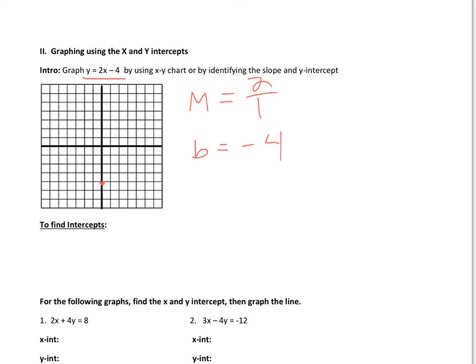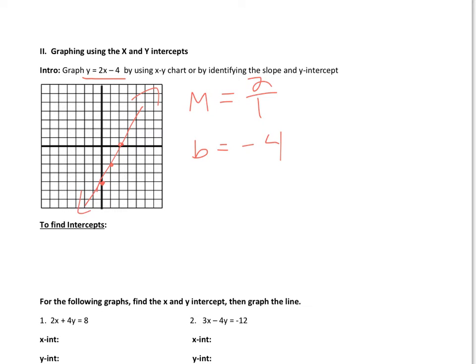And then my slope is 2 over 1, so I'm going to go up 2 to the right 1. I'm going to get a point right there, which is right here. And then I'm going to do it one more time. All right, from here, I'm going to go up 1, 2 to the right 1. And I get that point right there, right here. Okay, I'm going to connect, and I have my line.